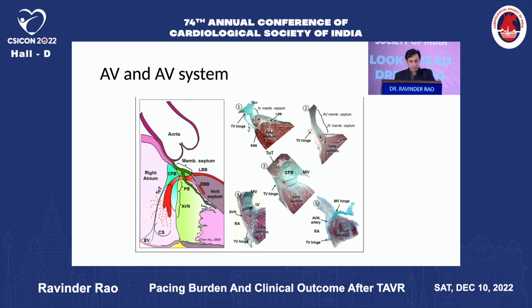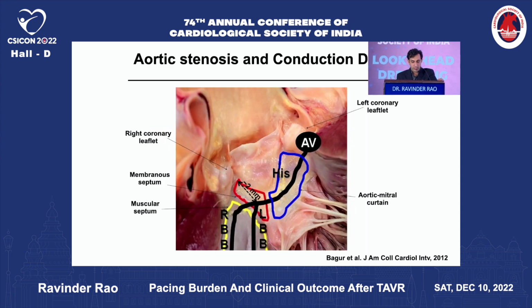Again, this is a diagram which clearly shows the relationship of the conduction system to the membranous septum, and this is very important because when we deploy the aortic valve, it anchors at the level of the annulus and goes slightly into the LVOT. And you can see the depth. So this is the right coronary leaflet, membranous septum, muscular septum, left coronary leaflet, and aortomitral continuity.